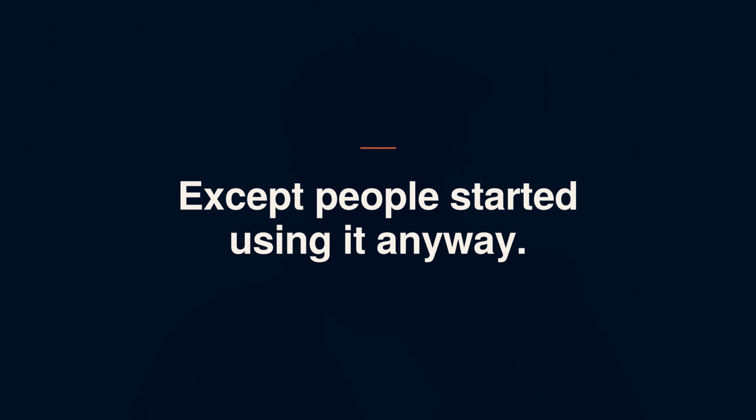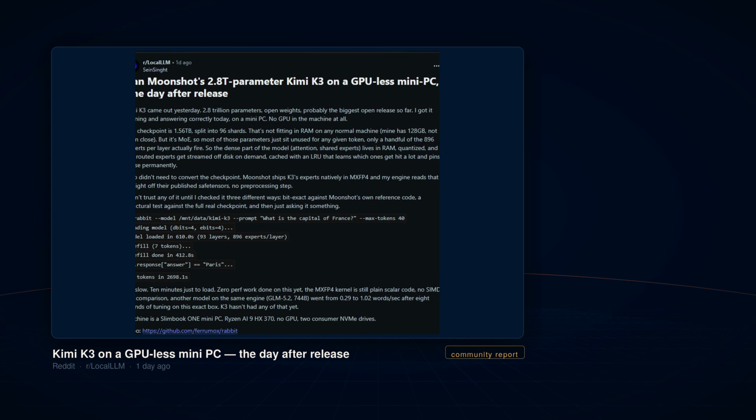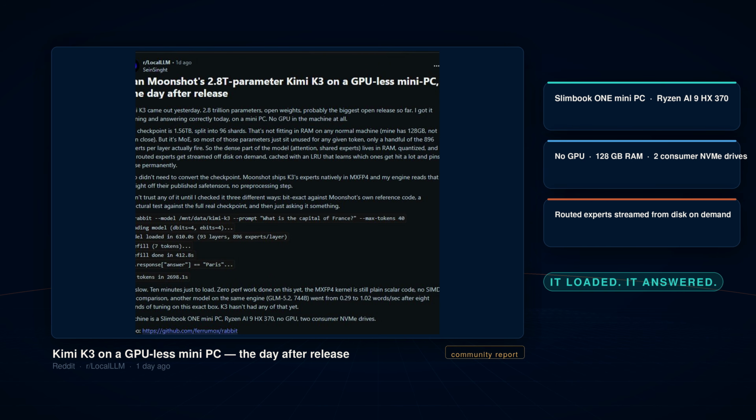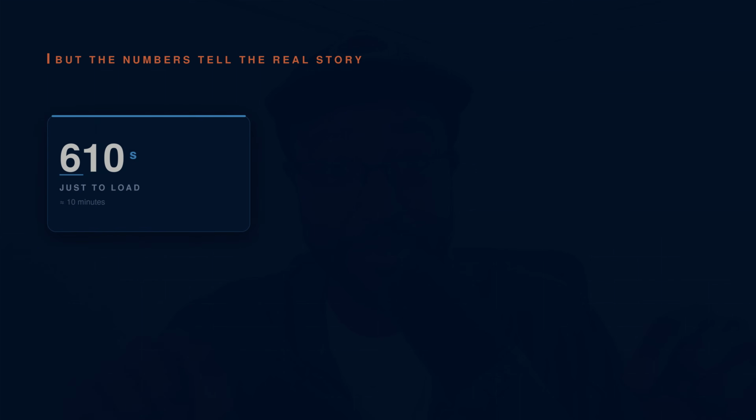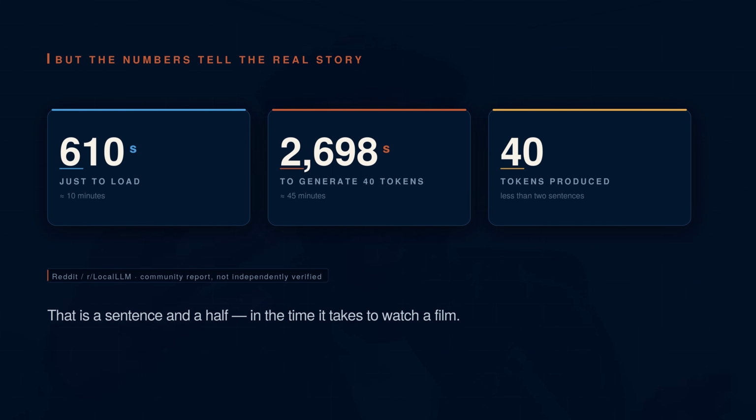One community project ran Kimi K3 on a GPU-less Mac mini, and it used the system memory and multiple consumer NVMe drives, streaming the routed experts from disk when they were needed. The model loaded, it answered correctly, but the numbers tell the real story. The reported setup took roughly 10 minutes just to load and took around 45 minutes to generate 40 tokens. 40 tokens is like less than a sentence or two.